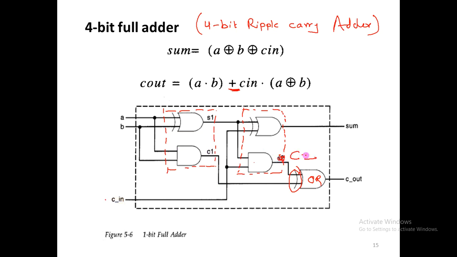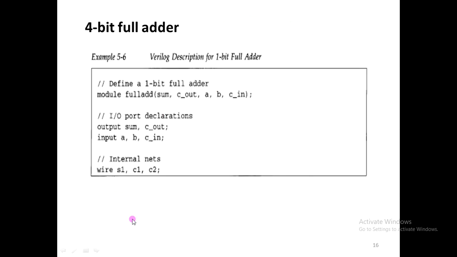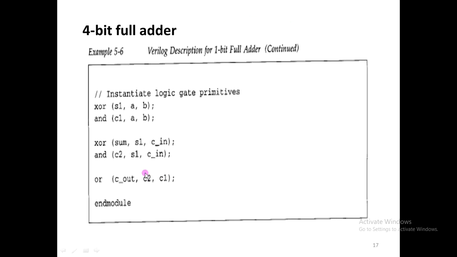This is C2. This is C1. Okay. So after that, we shall start writing code. XOR S1 input is AB. First half adder it is. You can directly write a half adder code, or else you can write in this fashion also, not a problem.